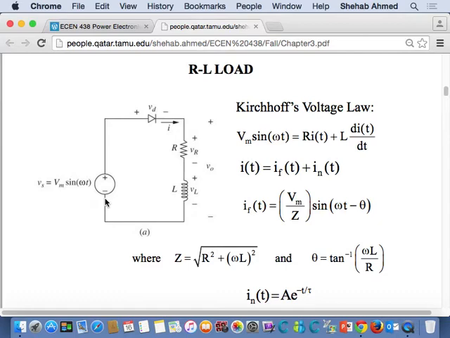VL is equal to L dI by dt. As long as there is a di by dt, so there is a variation of current with time, that means the inductance exists. There is a voltage drop across it, right? So for AC circuits, inductances exist. They exist in the circuit.